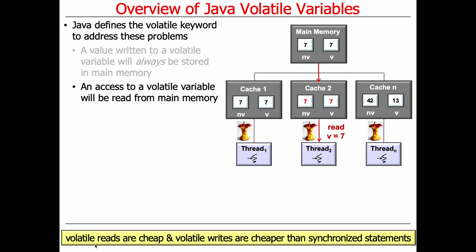And the thing to remember is that volatile reads are cheap. They're very cheap. And volatile writes are cheaper than using synchronized statements. So volatile is sort of baked into the Java memory model in a more fundamental and efficient way than using synchronized statements. They're basically lightweight synchronized statements that only affect a particular field from reading and writing to it.